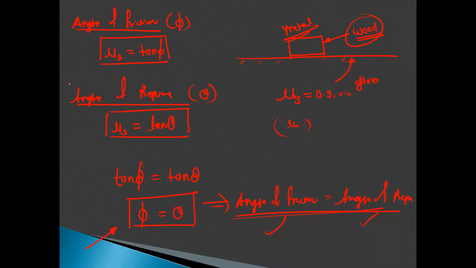Okay. So for your exam, there can be a question to prove whether phi is equal to theta, or show that mu s is equal to tan phi. So this is the derivation. So you can expect one theory question on this friction. Okay, so I hope this is clear. What is the angle of friction? What is the angle of repose? And what is the relation between angle of friction and angle of repose? Both have the same value.